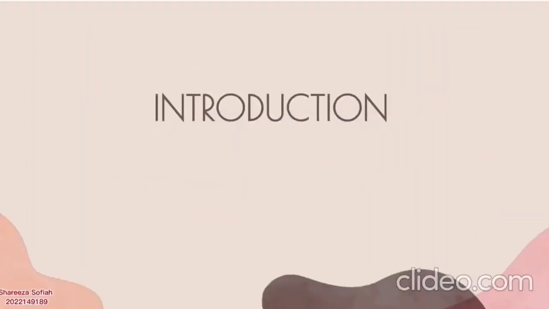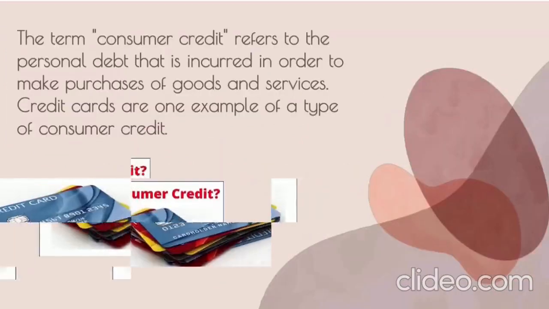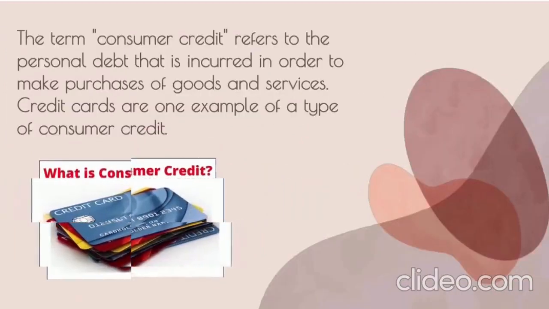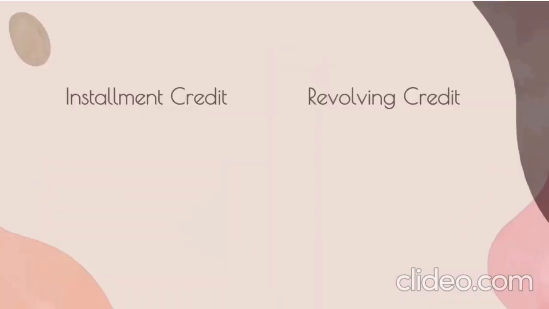I will be explaining about consumer credit. Basically, consumer credit is the term that refers to the personal debt that is incurred in order to make purchases of goods and services. Credit cards are one example of a type of consumer credit. Generally, it may be broken down into two categories, which are mainly revolving credit and installment credit.